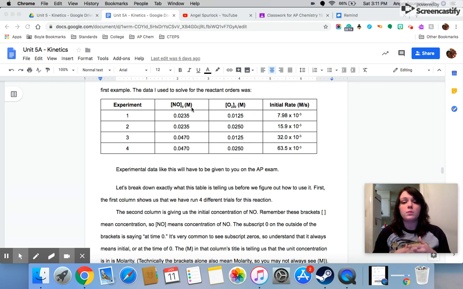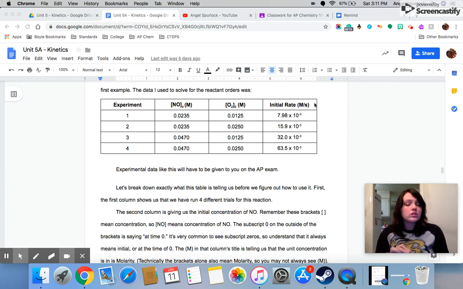We're always going to compare the concentration initially to the initial rate, because that's the point where the reaction is going the fastest. So it's going to give us some pretty accurate data if we start there. This third column is telling us the same pieces of information about oxygen instead of nitrogen monoxide. So the initial concentration of oxygen. This final column is telling us the initial rates of each of these trials. And that unit is molarity per second.